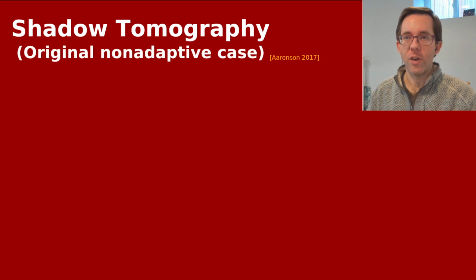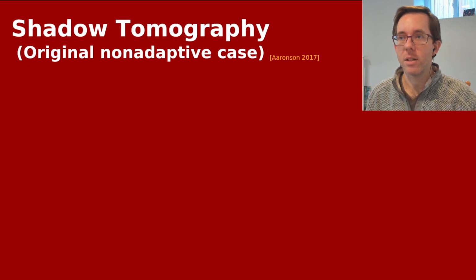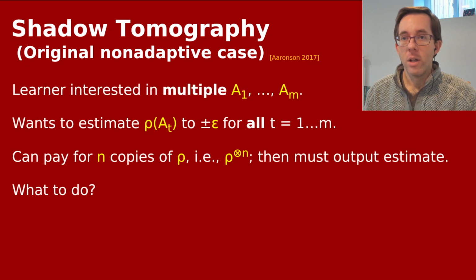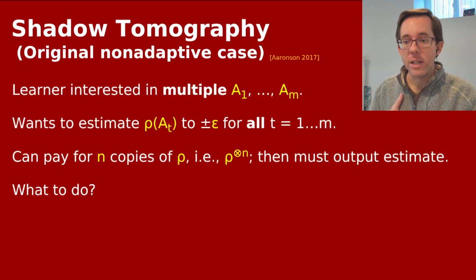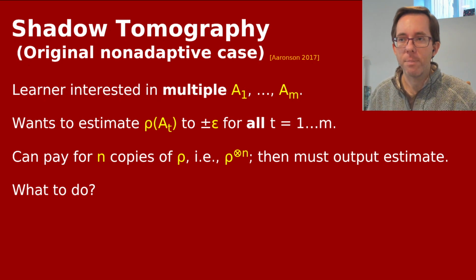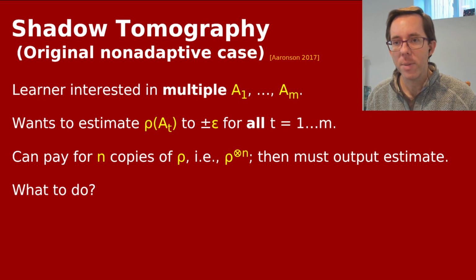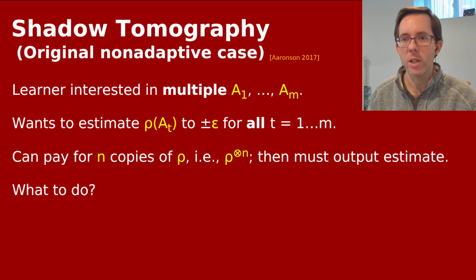Okay, so that's fine. Now let's move into the actual shadow tomography problem, not the warm-up. I'll first tell you the original non-adaptive case of this problem, which was introduced by Aaronson in 2017. Just like in the classical case, you have a learner that's interested in multiple observables or two-outcome measurements, A1 through AM, and you want to simultaneously estimate all of their probabilities, rho of A_i, up to plus or minus epsilon for all i from 1 through m. Again, you can pay for n copies of rho and do whatever you want with them, but at the end you have to output m estimates for all these probabilities, and you want them all to be epsilon accurate. So what can you do?